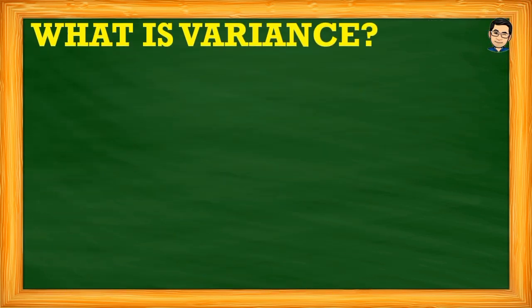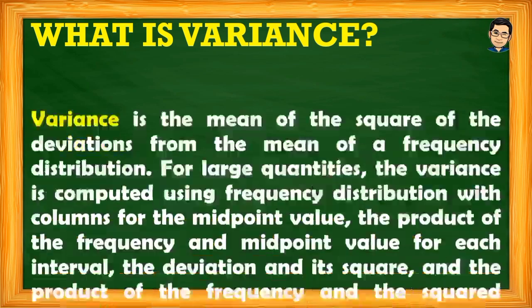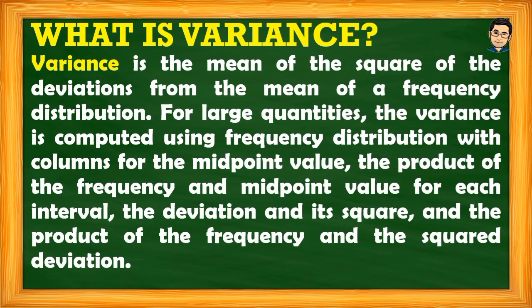So let us define what is variance again. So variance is the mean of the square of the deviations from the mean of a frequency distribution. So mean, average. Okay. So for large quantities, the variance is computed using frequency distribution with columns for the midpoint value, the product of the frequency and midpoint value for each interval, the deviation and its square, and the product of the frequency and the squared deviation.